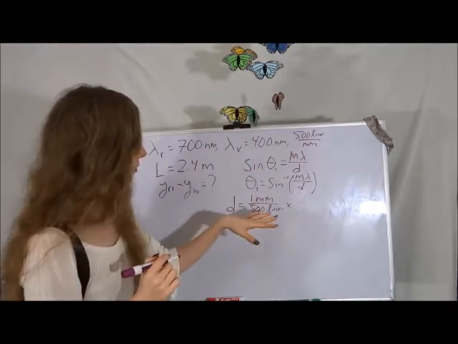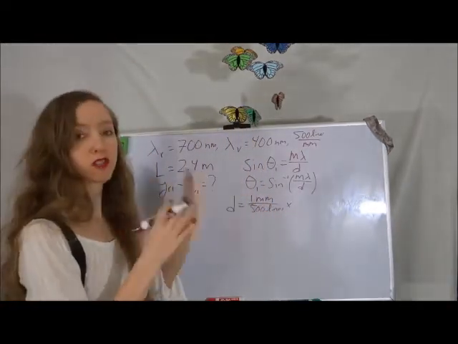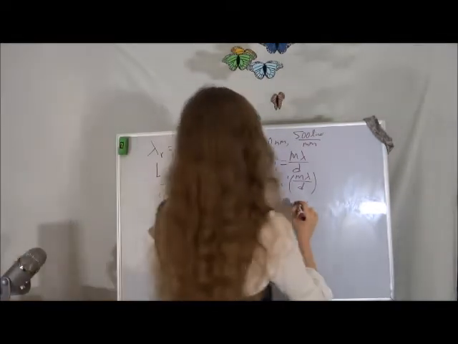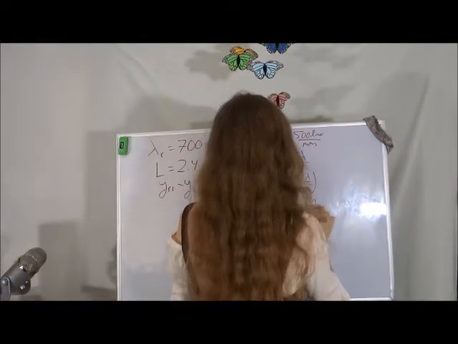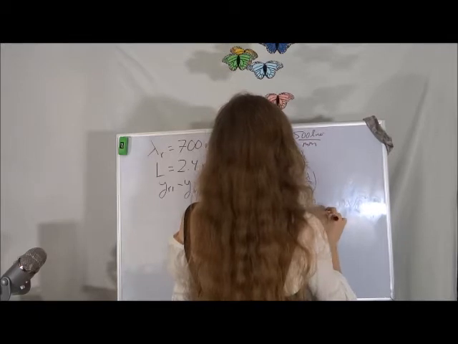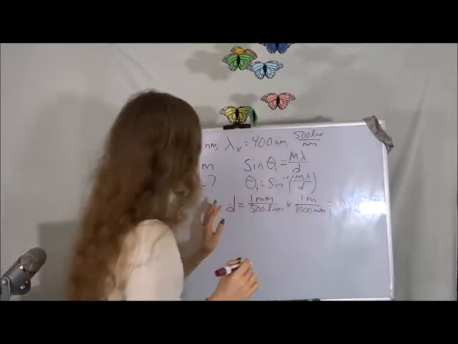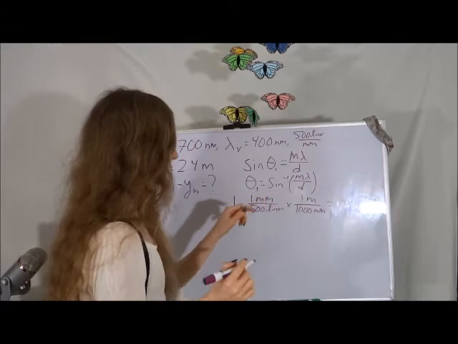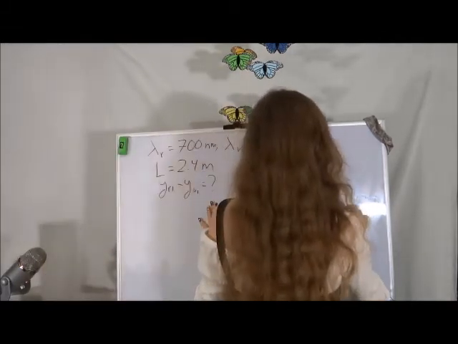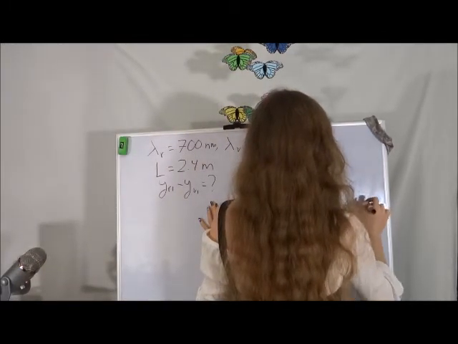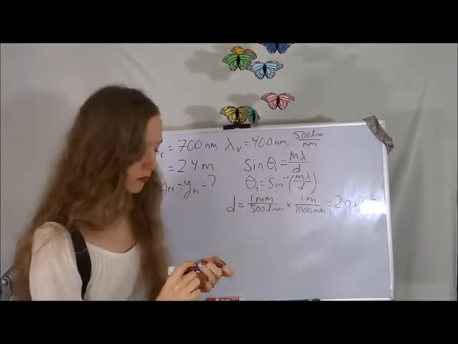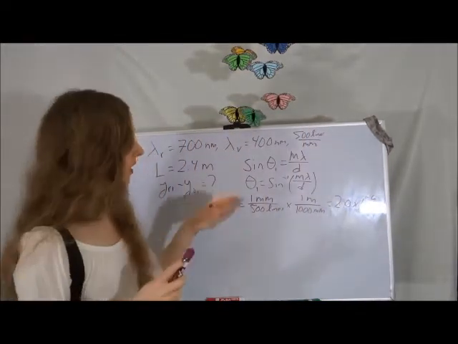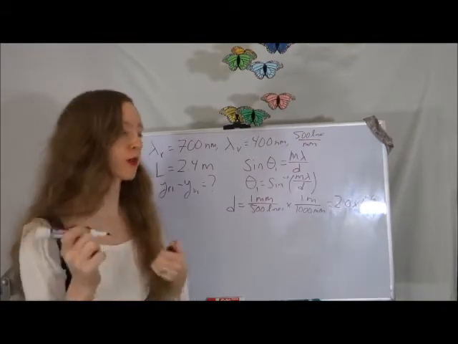Now this would be in units of millimeters, and I want units of meters, so I'm going to also do a unit conversion here. So for every 1 meter, we have 1,000 millimeters, and if we go through and do our math, it's going to give us 2.0 times 10 to the minus 6 meters. So now that we know d, we can find our angle in these two different situations.